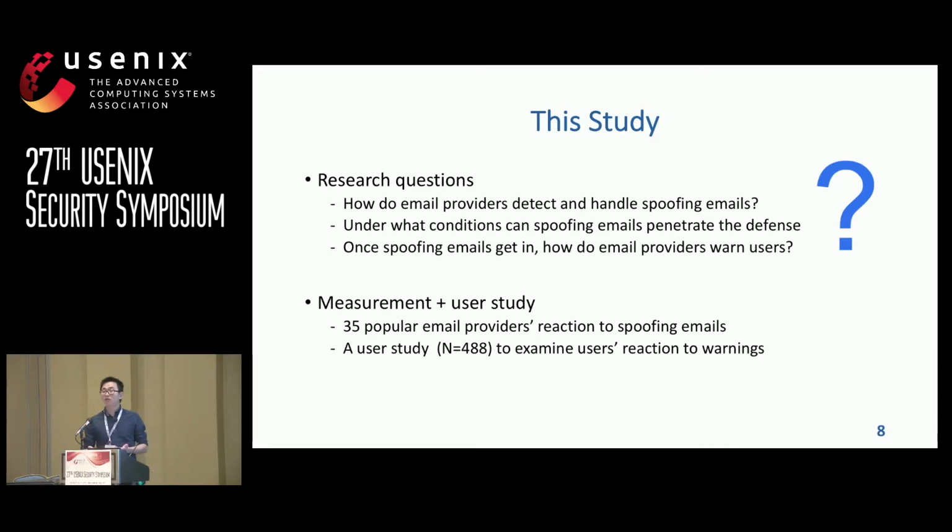The low adoption rate is a big problem. It raises 3 major problems. First, how will email providers detect and handle spoofing emails? Second, under what condition can those spoof emails get into the user inbox? Third, once those spoof emails get into the user inbox, how will email providers actually warn users?